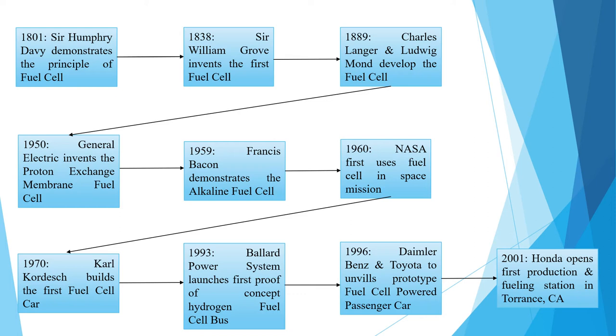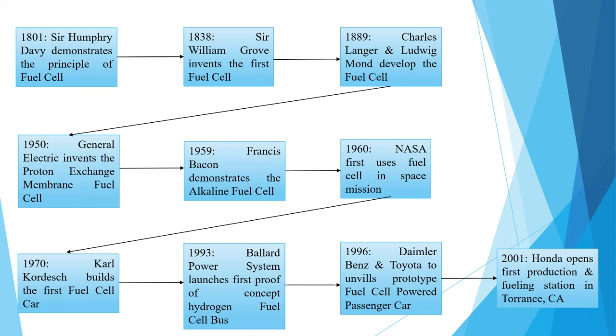After the 1950s, in the year of 1959, the alkaline fuel cell was demonstrated by Sir Francis Bacon. So Francis Bacon first demonstrated the alkaline fuel cell in 1959. After that, the next year, in 1960, NASA first used the fuel cell in their space mission. So basically, after the invention of the alkaline fuel cell, it was used in a space mission under NASA in 1960, for the first time.